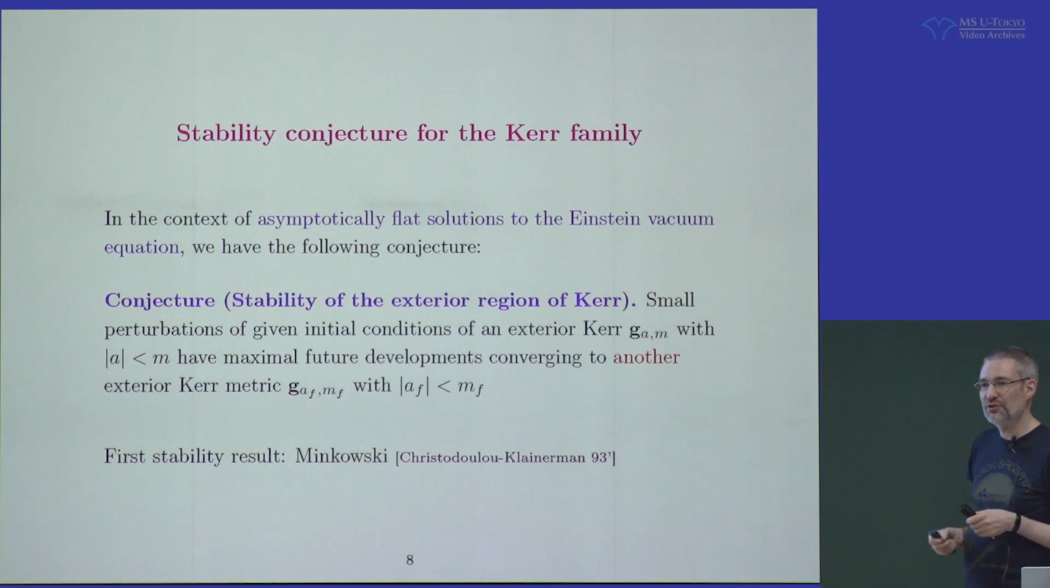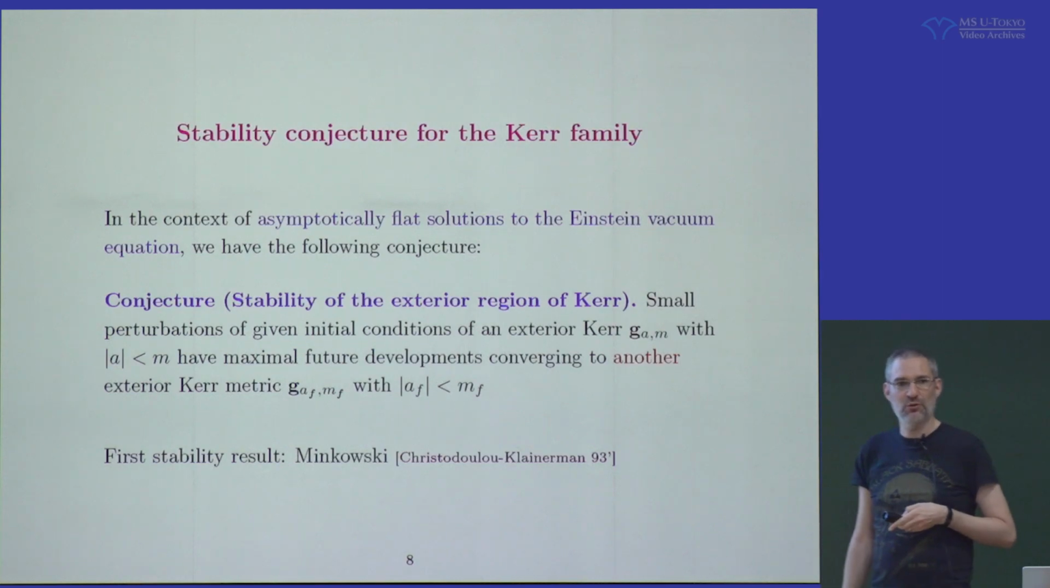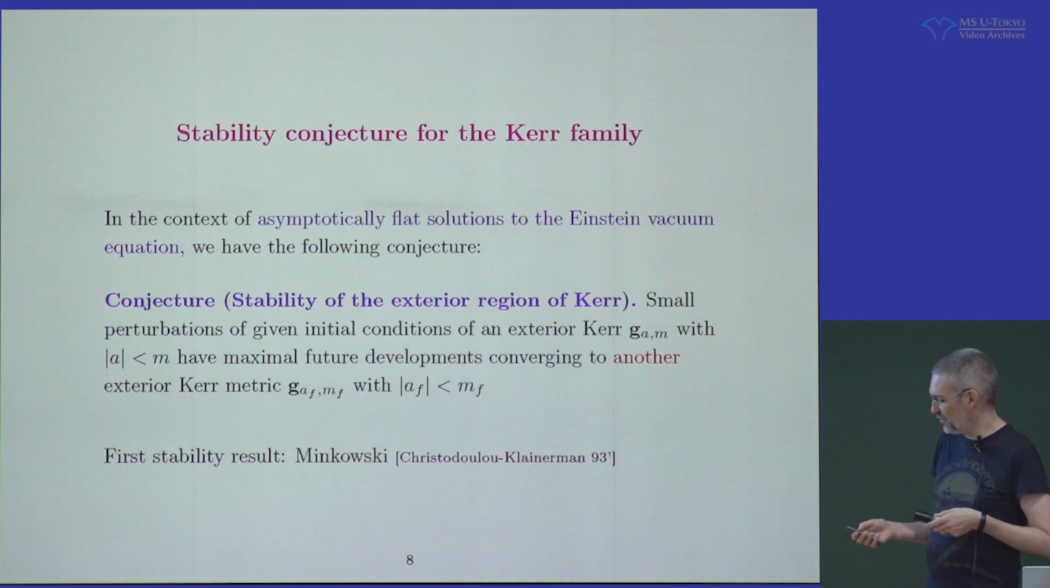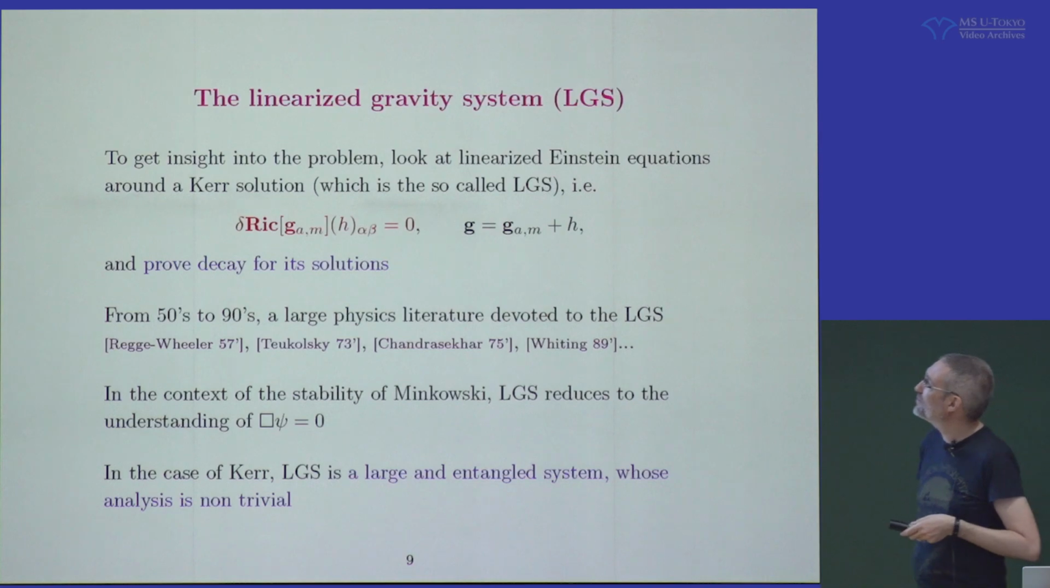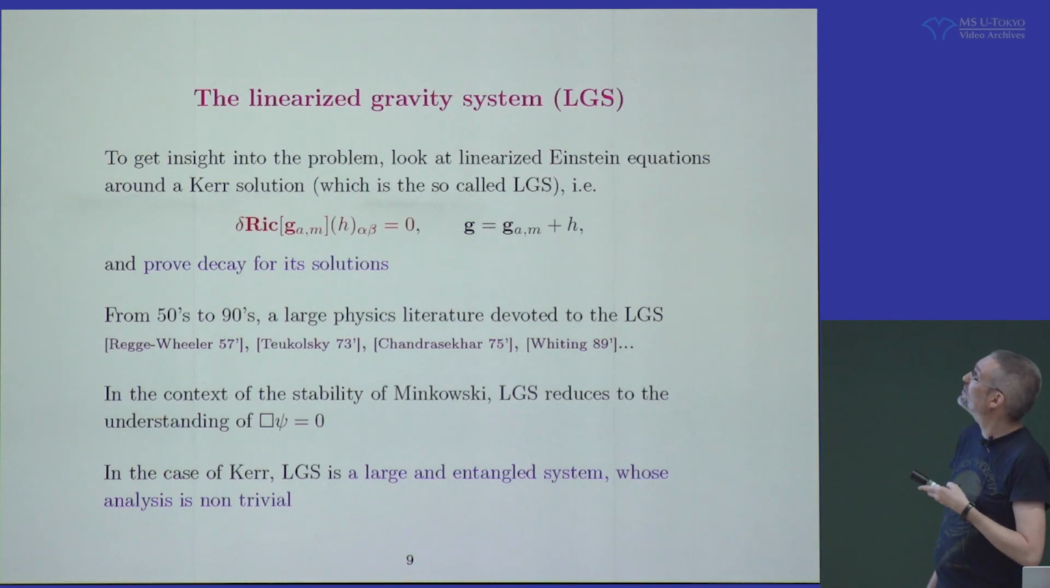So what I want to do from now on is explain the history of this problem, starting with the physics literature. And then I will mention a recent resolution of this problem for slowly rotating Kerr black holes. And hopefully I will have the time to discuss some aspects of the proof. So let me start with the history, and in fact with the physics literature, which studied the so-called linearized gravity system. So what is the linearized gravity system?